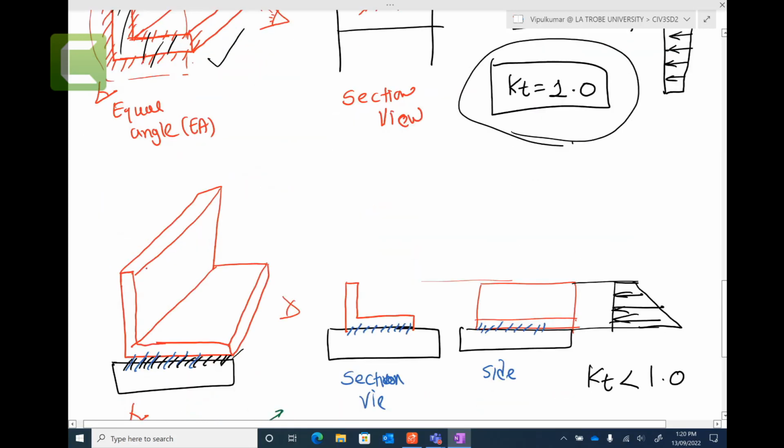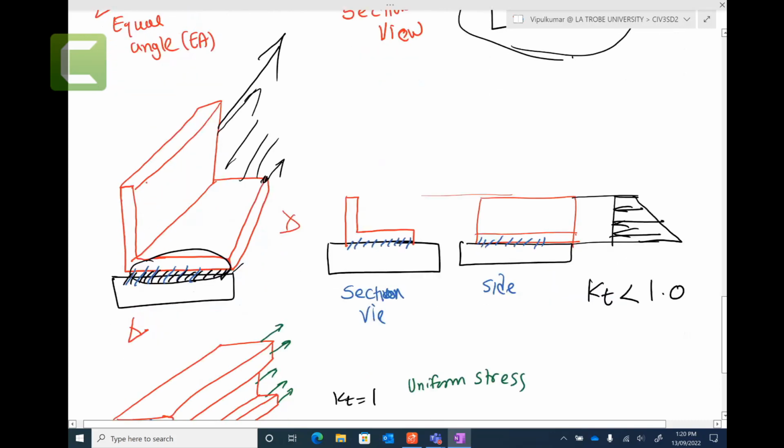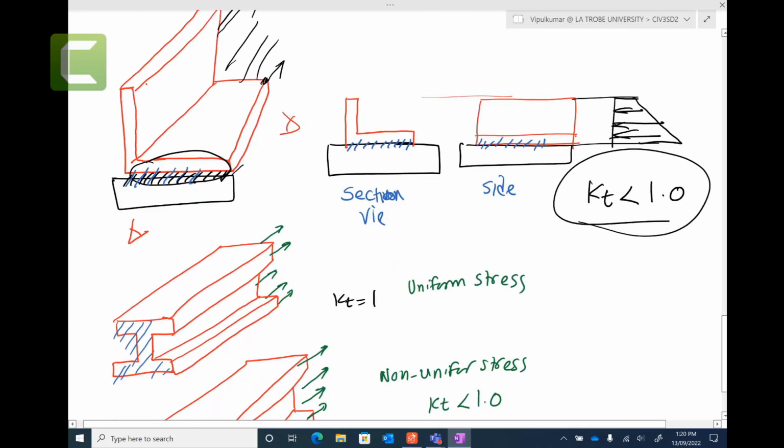Now someone said, okay, but we don't have this arrangement. Let's hold only this base plate, and someone again pulls this one. So this point will go less, this point will go more, non-uniform stress. Then your KT would be less than 1. Does it make sense? So the correction factor has two options: KT equal to 1 when you have uniform stress. When you have non-uniform stress, your KT is less than 1.